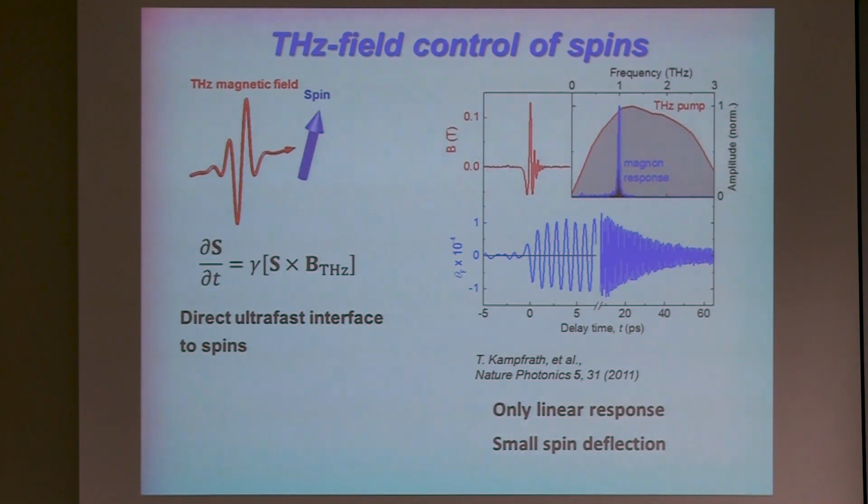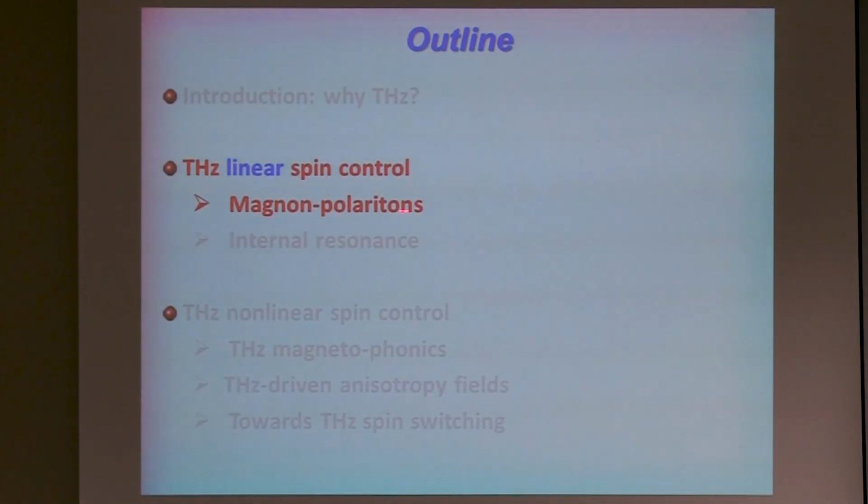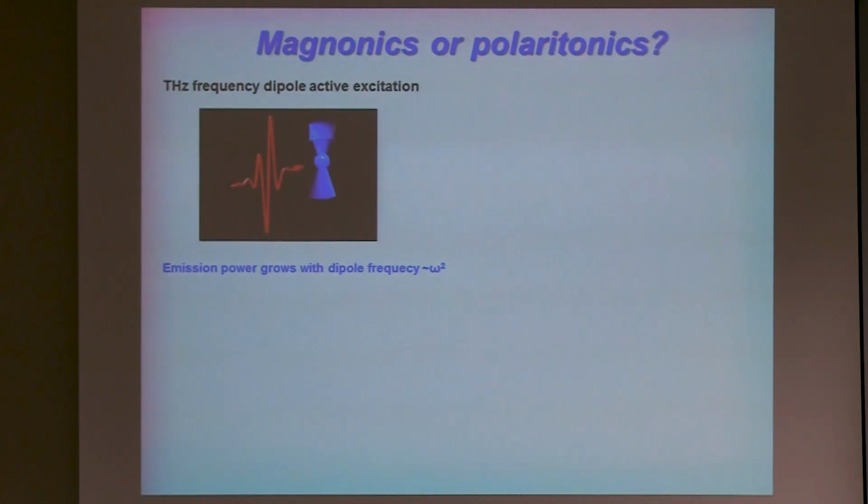But before I start to discuss the terahertz-driven nonlinearities, let me also point out a few interesting effects associated with the interaction between the terahertz magnetic fields and the spins. The first topic will be magnon-polaritonics. At terahertz frequencies, the spin precession or spin motion is a magnetic dipole active mode, so it can absorb or emit the terahertz magnetic field. But as you might know, the emission power of a dipole increases with its frequency squared, meaning that at terahertz frequencies, the electromagnetic component of the spin wave is much more pronounced than in conventional magnonics at gigahertz frequencies.